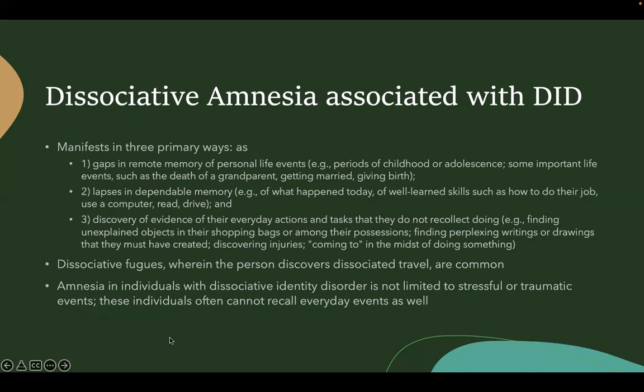So dissociative amnesia is absolutely associated with DID, and here's how. Dissociative amnesia manifests in three ways: as gaps in remote memory of personal life events. So here, some examples are periods of childhood or adolescence, or some important life events such as the death of a grandparent, getting married, giving birth. So again, these are big moments that the person does not have any memory of.